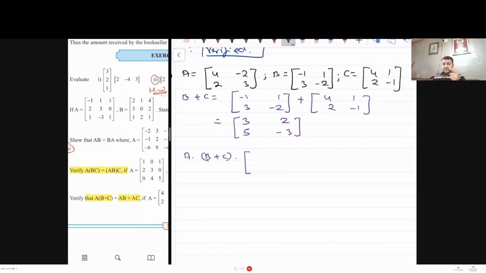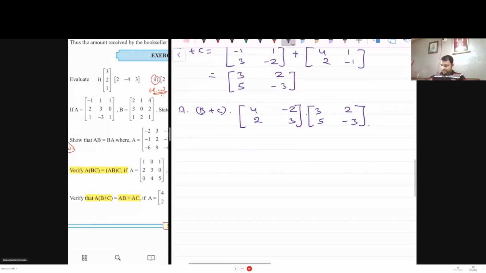Because as we had seen in the previous question, that A into B and B into A, they don't come out to be equal in case of matrices. Okay. So follow the proper sequence that the question tells us. Don't change the sequence of the question. So you will get over here like this 3, 2, 5 and minus 3.